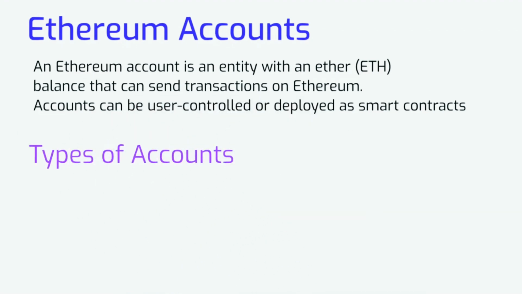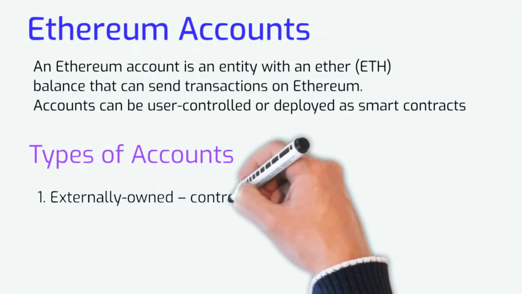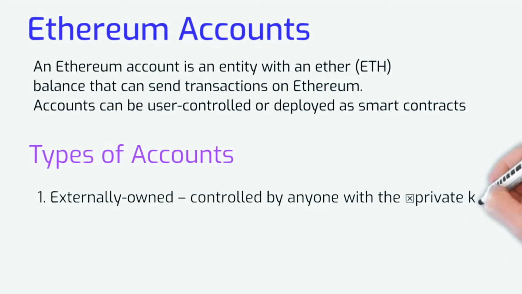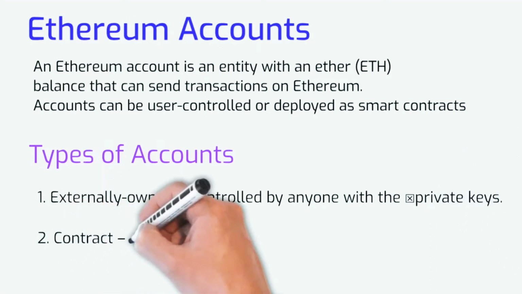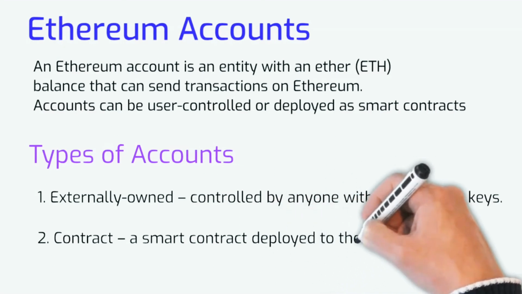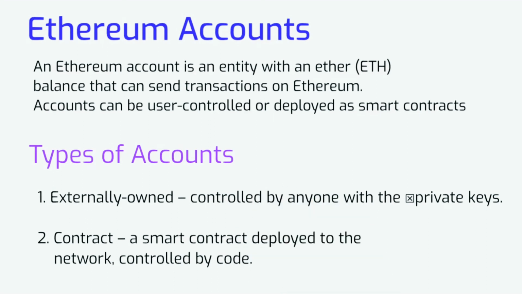Now let's look at types of accounts. There are two types of accounts: externally owned, which is nothing but controlled by anyone with a private key, and contract, which is nothing but a smart contract which can be deployed to the network and which is controlled by code.